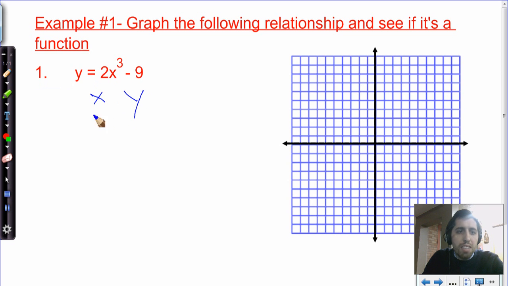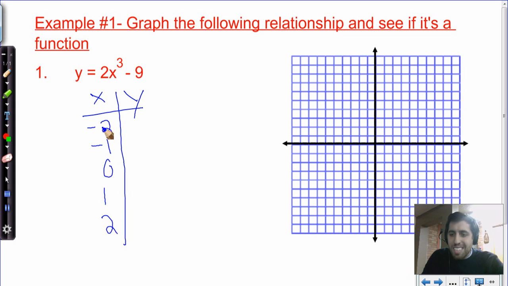So I'm going to just make an X column and a Y column, and I'm going to choose whatever X's I want. And I usually like to choose about 5. And I start, if it looks like it'll work, with some basic numbers. And now for these X's, I can plug them right into the equation. I'll put in these numbers for X, and I'll see what Y is equal to.